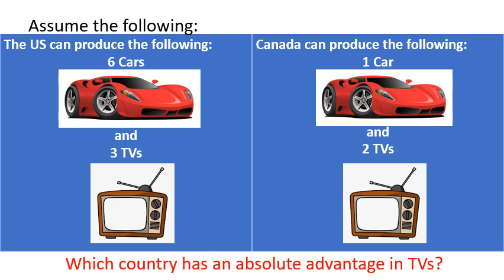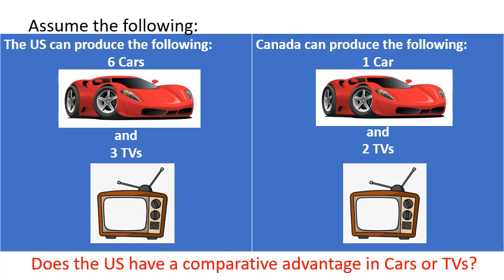Now let's see who has an absolute advantage in TVs. It's very simple. The United States has an absolute advantage in TVs. We can produce 3 TVs, whereas Canada can produce 2 TVs. So we can produce more, therefore we have an absolute advantage when it comes to producing TVs. Absolute advantage is pretty straightforward. It's when one country can produce more of an item than another country can produce that same item. Just compare the numbers between the two countries. The country that produces the most of a particular item has the absolute advantage.